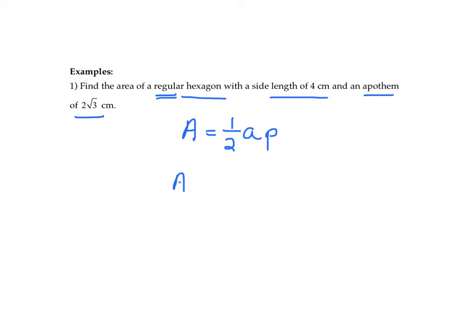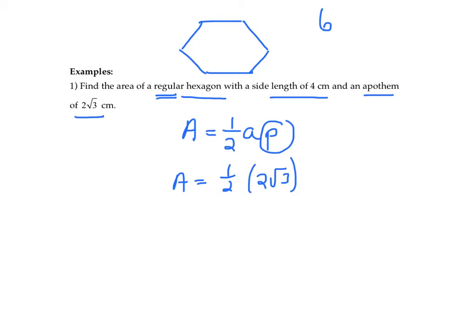Well, we're lucky in this case in that they give us the apothem. So we're going to take 1/2 and then in parentheses put your apothem of 2 square root of 3. Now, we have to find the perimeter. Remember that they told us in the beginning that this is a regular hexagon. A regular hexagon has 6 sides, and they're all equal to each other because it's regular, and it says the side length of each of those is 4. So we're going to calculate the perimeter, P. I'm just going to do it up here. We'll take the number of sides, 6, times the length of each side, 4. So our perimeter is 24 centimeters.